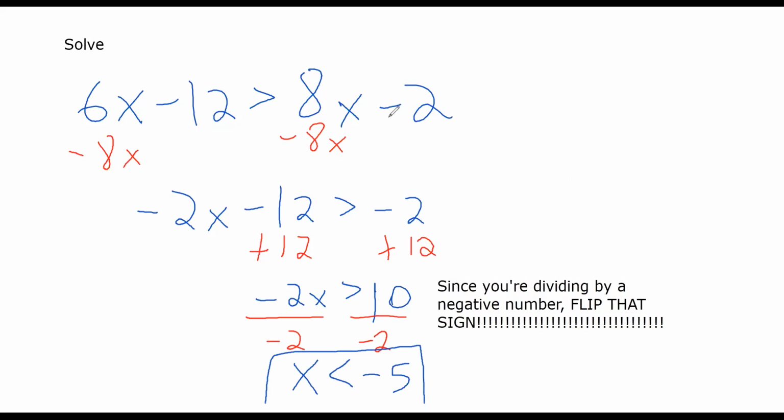And I think the problem from the PowerPoint was 8x plus 2. So we're getting a slightly different answer because I just wrote it down wrong. Doesn't matter. This is the same exact thing. Same exact deal. So if you wanted to write that in set builder notation, you'd say all x such that x is less than -5.